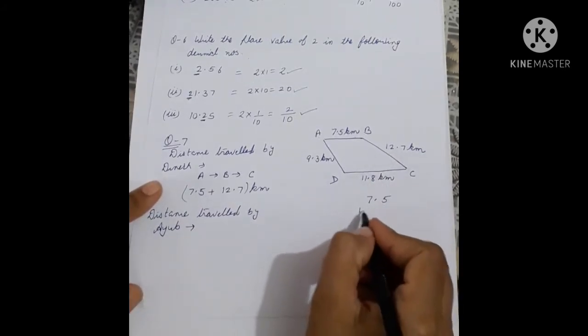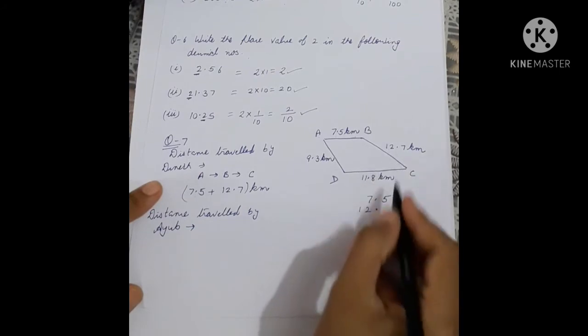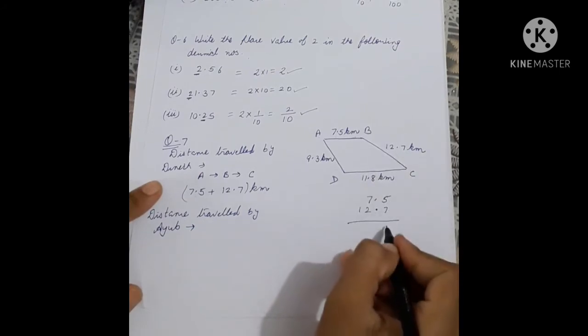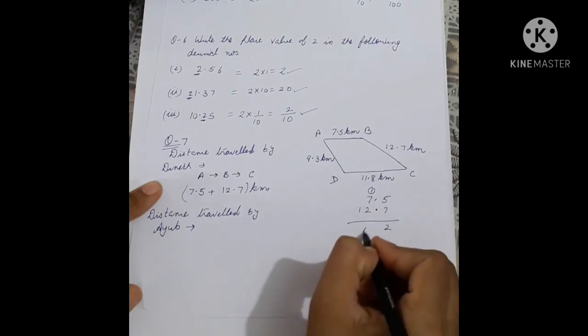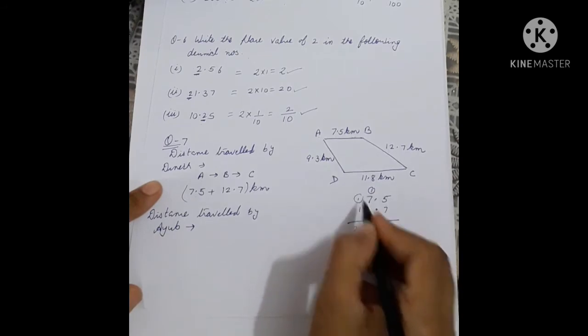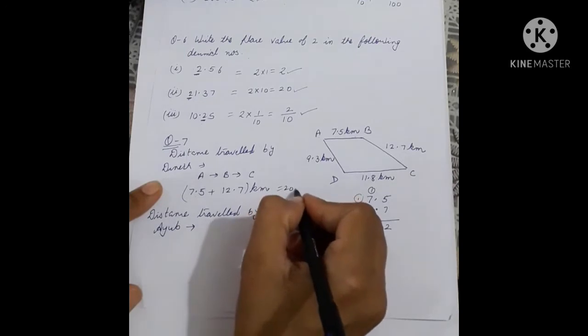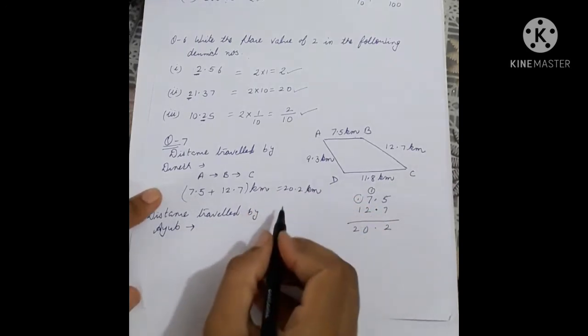Here 12 is there, so 12. Decimal under decimal, 0.7. Add them, 5 and 7, 12, carry 1. 7 and 1 is 8, plus... 10, carry 1, and here 2. So it is 20.2 kilometers, the distance travelled by Dinesh.